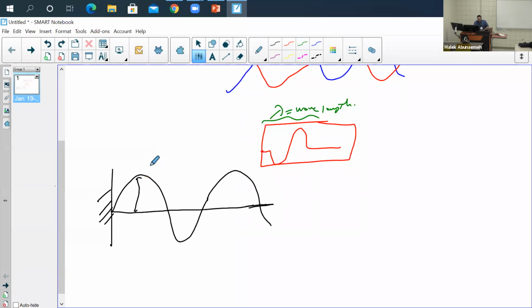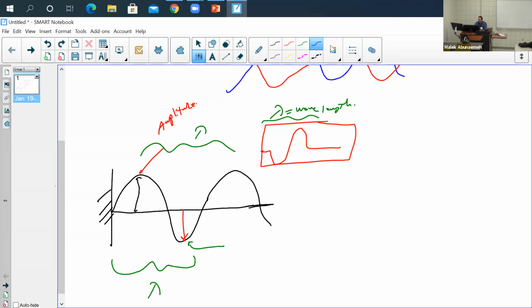Actually right over here, amplitude. So your distance from here to the top, or you can go to the bottom, that's your amplitude. Your distance from crest to crest, that's your lambda, or from beginning to beginning. Let me get a different color for the lambda. You can go from here to here, that's lambda, or you can go from crest to crest. That's also your wavelength, lambda. The bottom is called the trough.